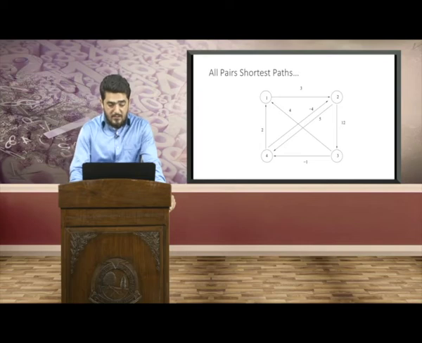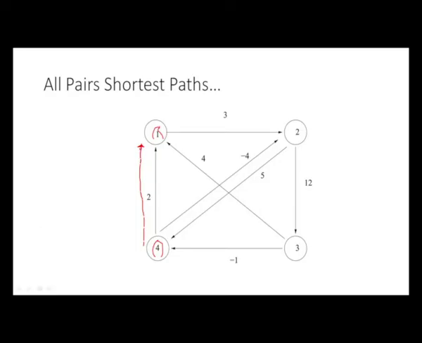Now let's consider this pair of vertices. This will consider 4 and 1. Now what is the weight of the shortest path from 4 to 1, 4 being considered as the source and 1 being considered as the destination. If we look at this graph, we have a direct edge from 4 to 1 and it has a weight 2. So this is one path, the direct path, 4 to 1.